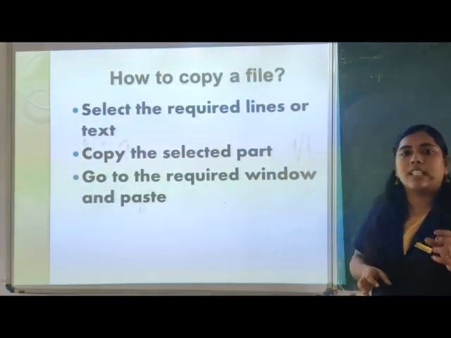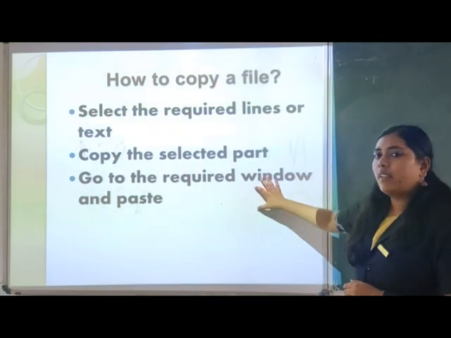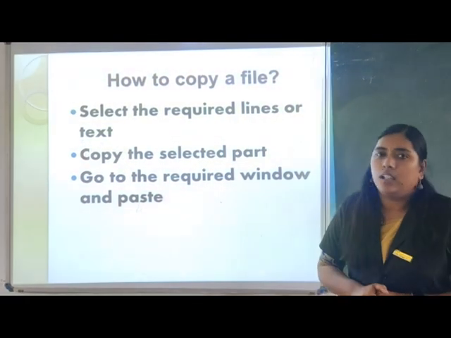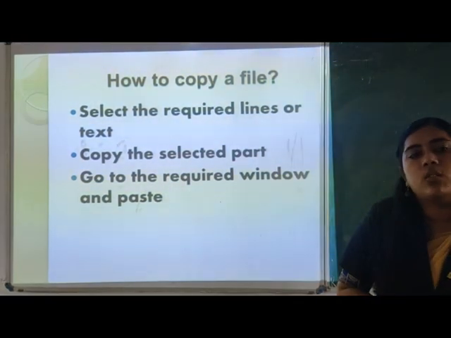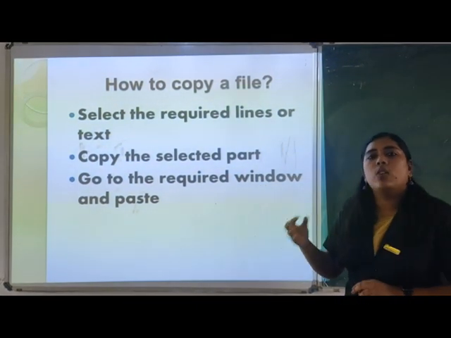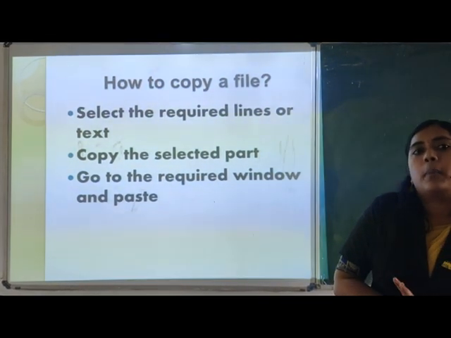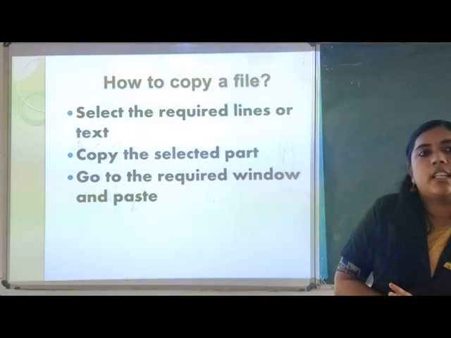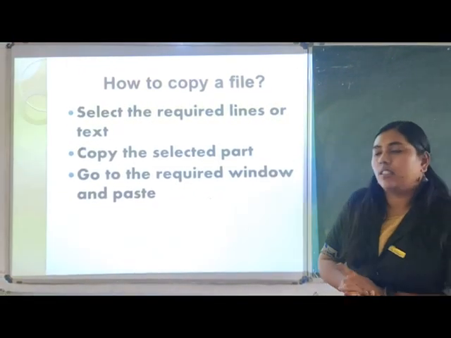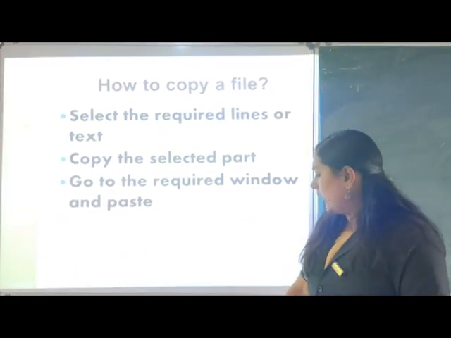For that we have to select the lines or whatever it be, we have to select it first. Then we can copy it. How can we copy? If we give a right click, we can see the option copy, or select it. Then we can use the shortcut key Ctrl+C. Then we can go to the required window or required place where we have to paste it. Then we can paste. For pasting also, by giving right click, we can see the paste option. Or we can use the shortcut Ctrl+V. So I hope you all are clear about how to copy a file, right?